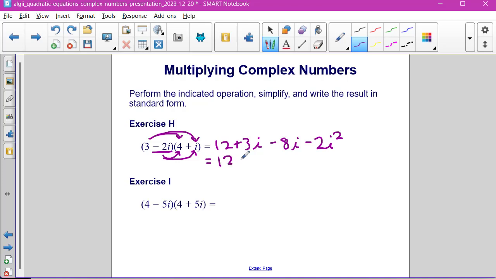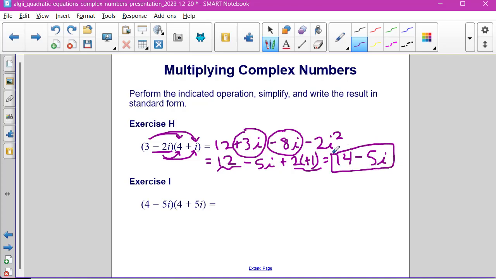So we have 12. These two terms can be combined together. So we'll have minus 5i, and then we'll have minus 2 times negative 1. Well, 2 times negative 1 is negative 2, and minusing a negative is the same as adding a positive. So then we can combine our 12 and our 2 together to give us 14, and then we still have minus 5i for our imaginary component of this complex number.